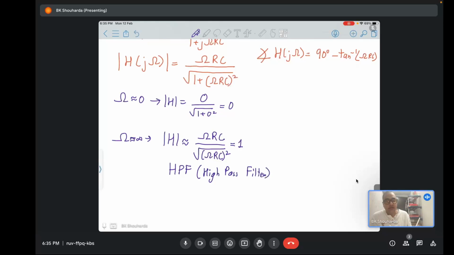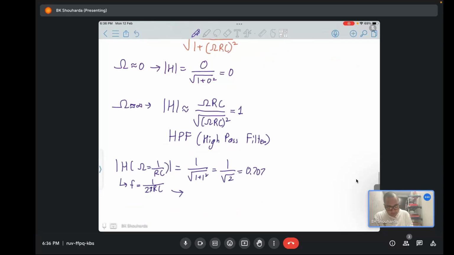This is called a high pass filter, HPF. What we have done just now is to analyze a system. Here this is not a signal, this is a system. If we substitute omega as 1 upon RC, which means the frequency is 1 upon 2 pi RC, we get a gain of 1 upon square root of 2, that is 0.707. This is called the cutoff frequency.